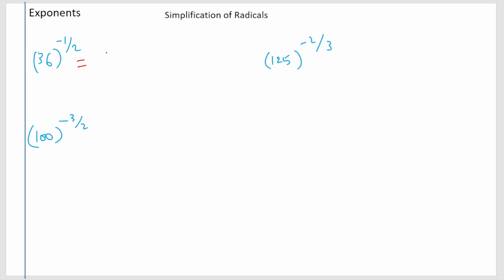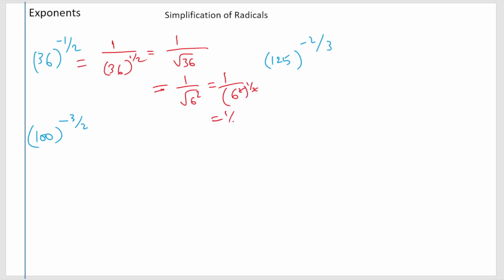So how have you solved this? Firstly, we can write it as 1 by 36^(1/2). We can write this as 1 by the square root of 36. It is equal to 1 by the square root of 6 squared. It is equal to 1/6. How? (6^2)^(1/2), this 2 gets cancelled. It is 1/6.